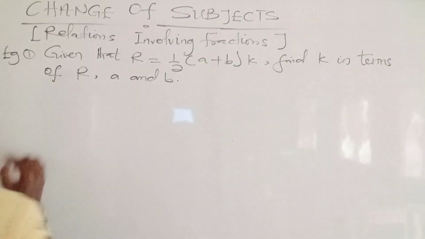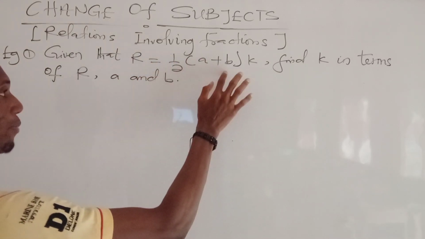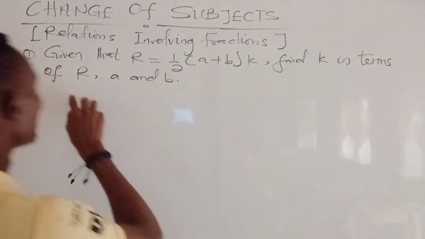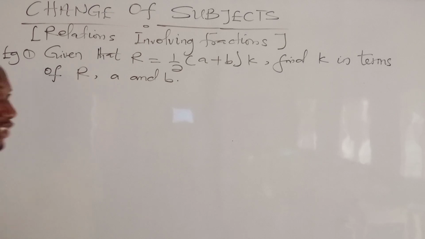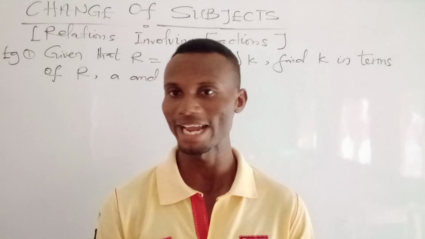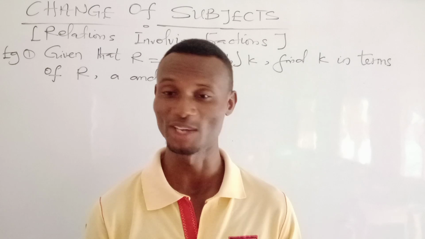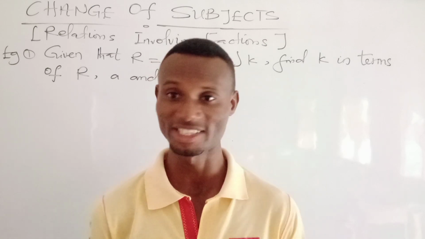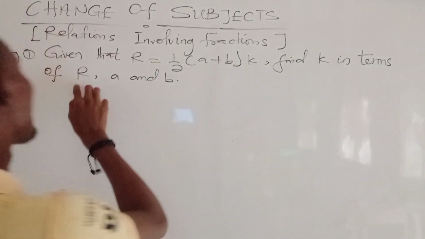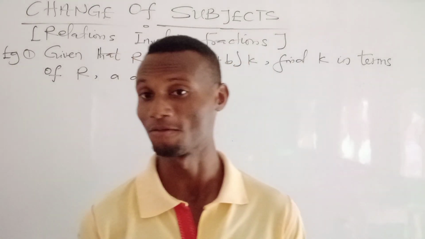Example 1 says, given that r equals 1 over 2 into bracket a plus b bracket close, b multiplied by k, find k in terms of r, a and b. So we are being asked to find k in terms of r, a and b. What that means is that we are to make k the subject. So that's the meaning of that expression. For you to be asked to find k in terms of r, a and b, it means make k the subject, so you don't need to get confused about it.